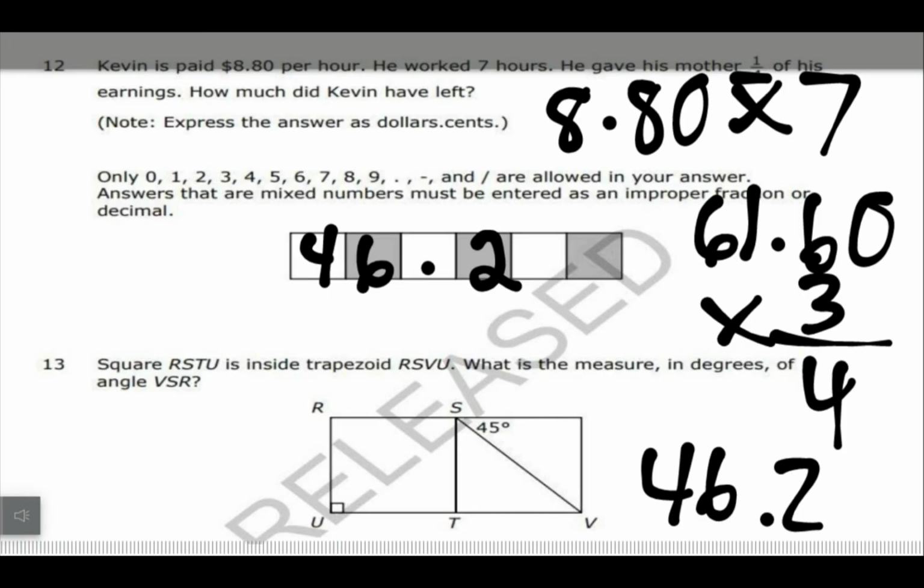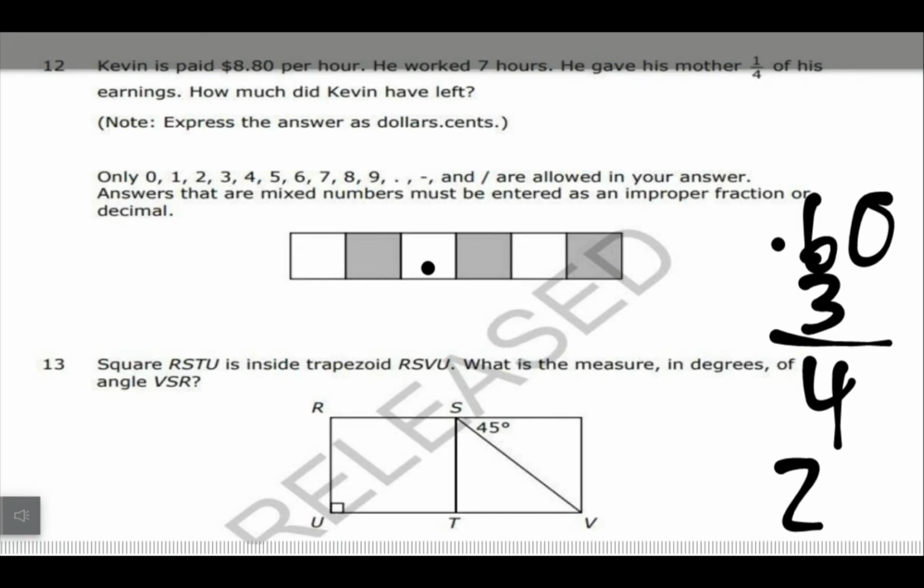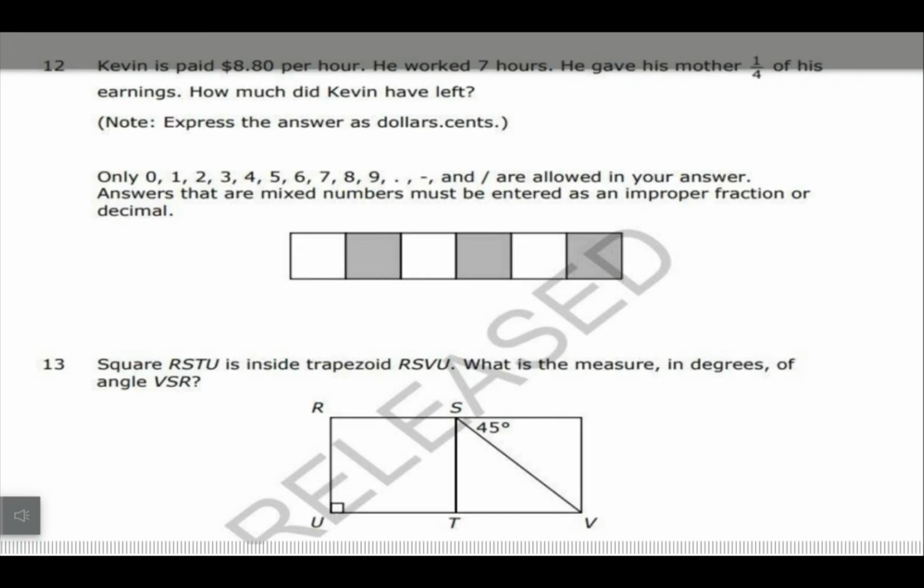For 13, it says, and this is really important that you kind of know how to name these angles, all right? Because again, this one's not all that hard if you really think about it, but sometimes people miss this because they're not sure what angle they're trying to find. So it says square RSTU is inside trapezoid RSVU. What's the measure in degrees of VSR?